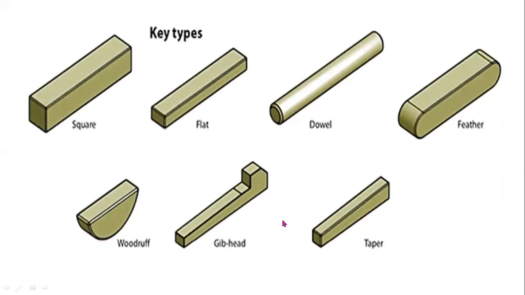These are the different types of keys. This one is a square key. This one is a flat key. This one is a dowel or a round key. This one is a feather key. This one is a Woodruff key. This one is a gib head key. This one is a taper sunk key.